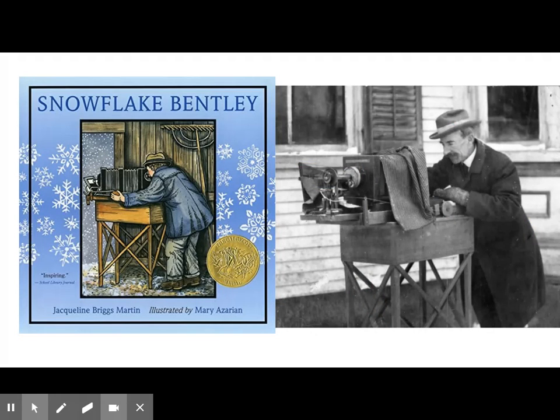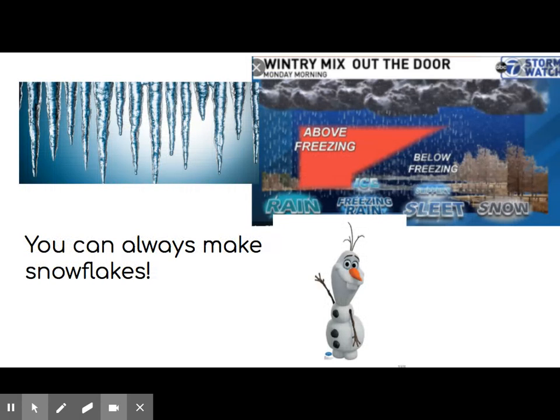We want to be like Snowflake Bentley, paying attention to the snow. I hope you will think about Snowflake Bentley and being like Snowflake Bentley, being curious, being persistent, not giving up. And if it doesn't snow, you can always make snow. No, probably not like Elsa making a flurry. I hope it won't be that wintry mix we learned about.